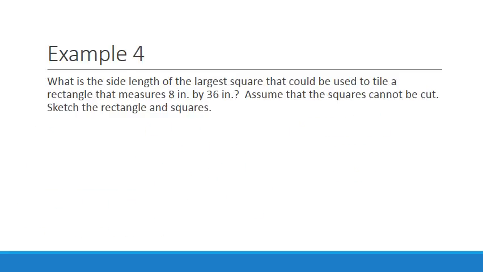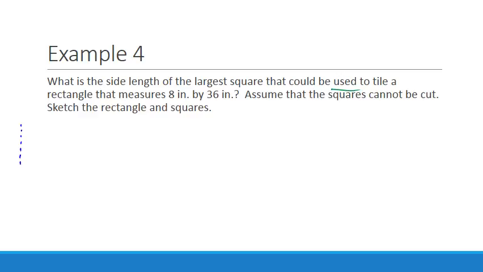Okay, example 4 of 4. What is the side length of the largest square that could be used to tile a rectangle that measures 8 inches by 36 inches? Assume that the squares cannot be cut. Sketch the rectangle in squares. Now I said that kind of funny because in this one I said "used." What is the side length of the largest square that could be used? Meaning we're now using square tiles and we're looking at a rectangular area.